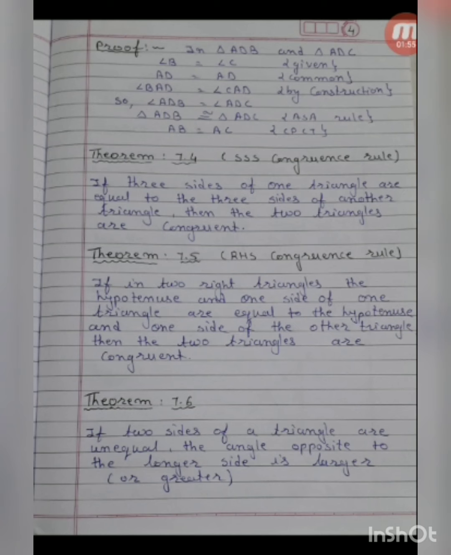Theorem 7.6. If two sides of a triangle are unequal, then the angle opposite to the larger side is larger or greater. Here, the two sides of the triangle are unequal, and the angle opposite to the larger side is the larger.